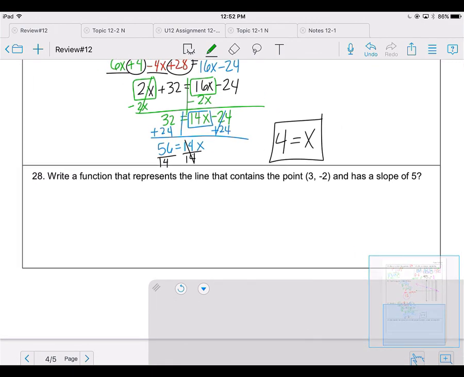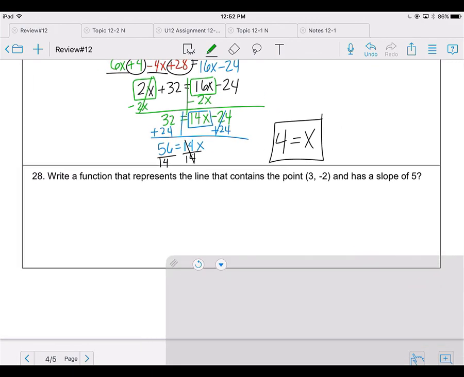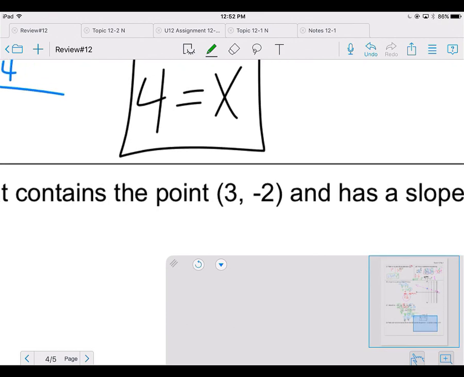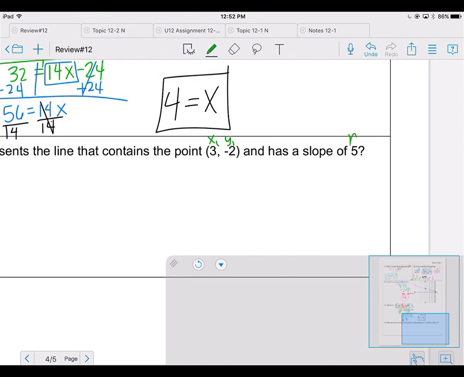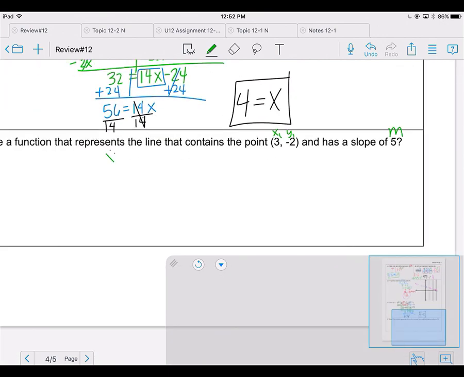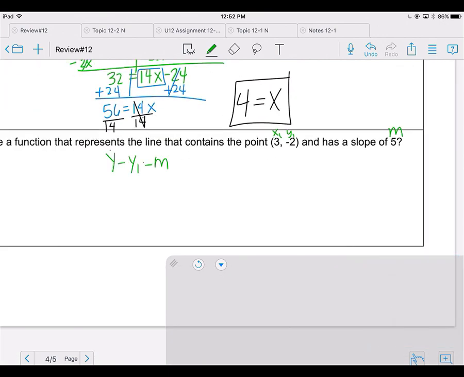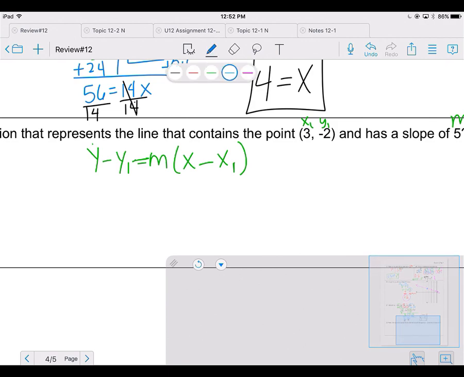28 asks me to write a function that represents a line that contains the point 3, -2 and has a slope of 5. So I'm given a point, which is my x1, y1, and a slope, which is my m. Remember that point slope is y minus y1 equals m times x minus x1. So we plug in what we know.